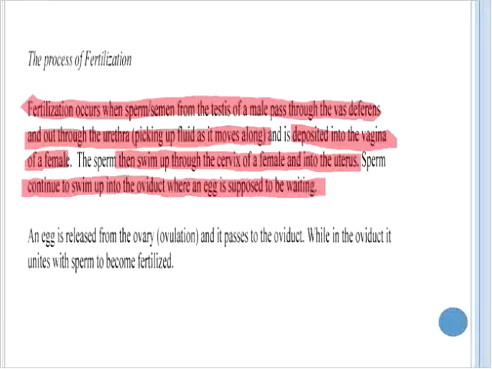An egg, at the same time, will be released from the ovary, that being the process of ovulation, and it too passes through the oviduct. Well, in the oviduct, it unites with the sperm to become fertilized.